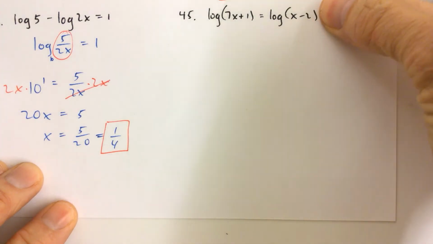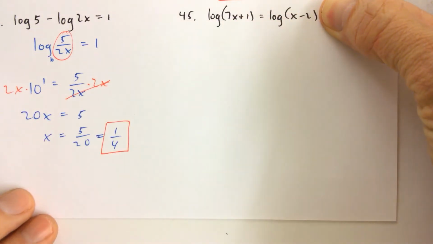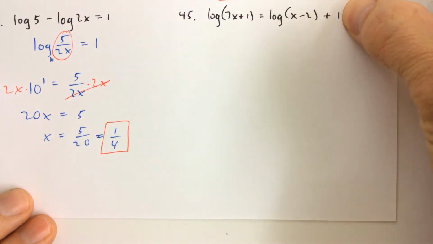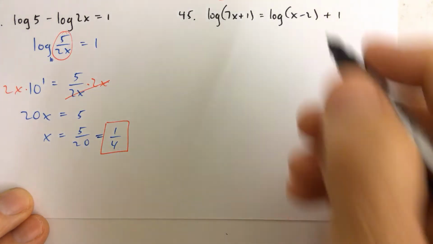If we had just log and log, then we would just set the arguments equal to each other, just like that. But since this number is in there, we really can't do anything unless we get both logs on the same side.